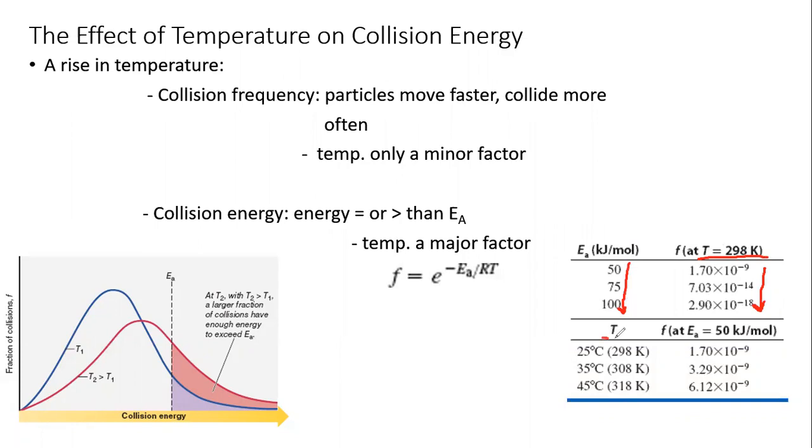Now, if we increase the temperature but keep activation energy constant, we see that as we increase temperature, we increase the number of successful collisions. And so here it goes to show you that if you increase activation energy at a constant temperature, you decrease the number of successful collisions that the molecules have, because now you need more energy to overcome that energy barrier.